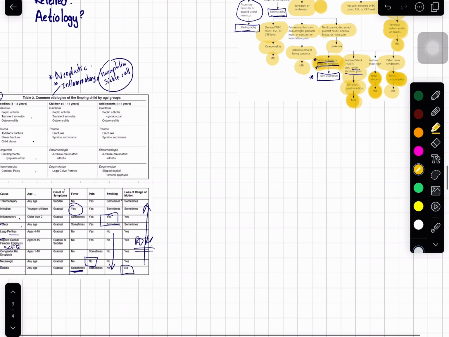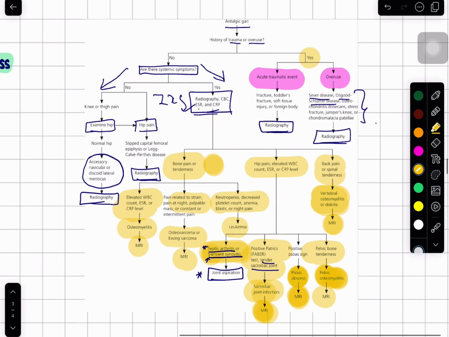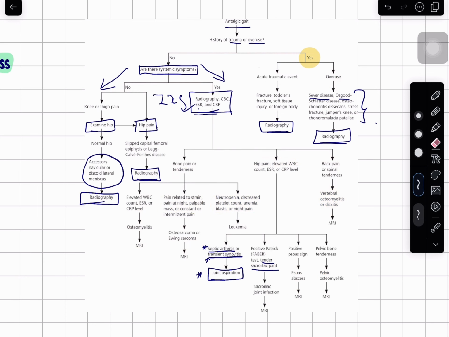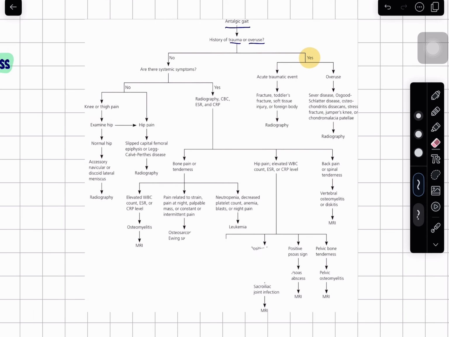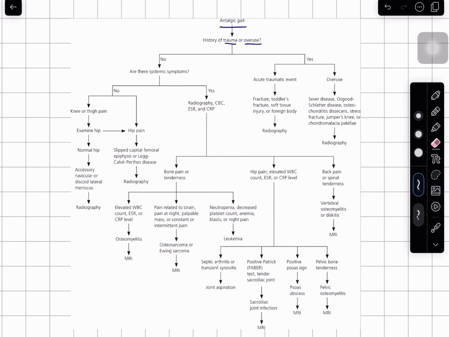And going on with this, I think this is the workup plan for your limp. If any child comes with a limp, I will erase this so you can go through this flowchart. It's really good, and I hope that you guys found it helpful and you will remember this flowchart so that it will be useful for you to exclude the DDs.